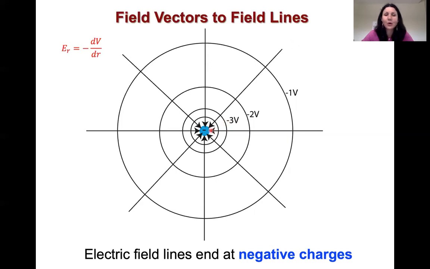So you see, as you go away from the negative charge, it's getting less and less negative until it gets to 0. So it is increasing away from the negative charge, decreasing towards a negative charge, and because the field has to point in the direction of decreasing voltage, the field lines will end at negative charges. So the electric field vectors will always point towards the negative charge, or we can say that electric field lines end at negative charges.